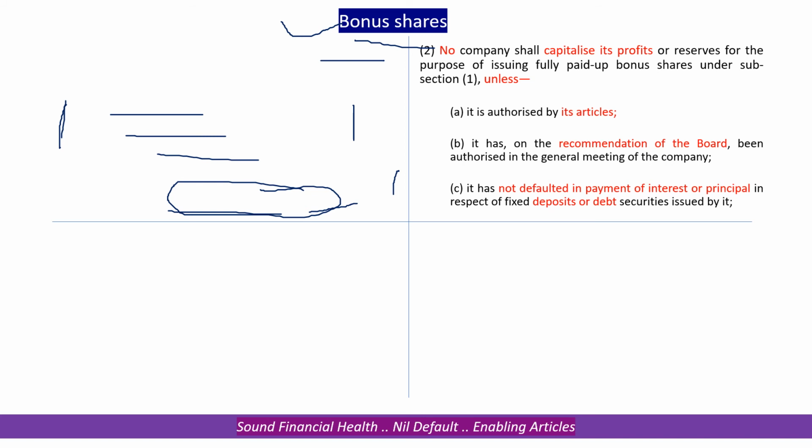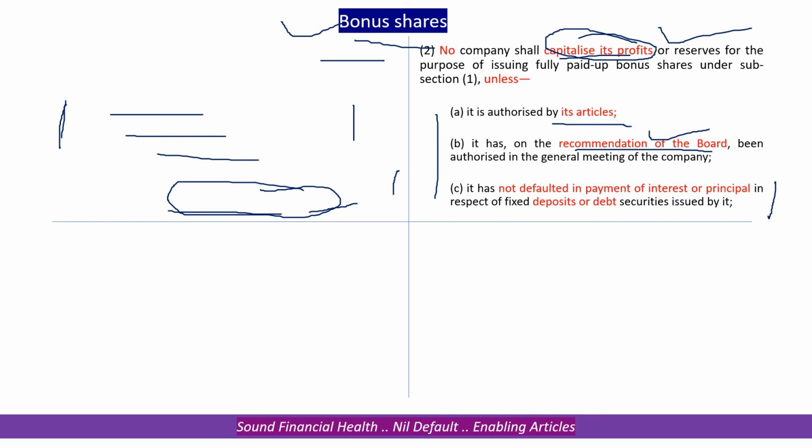And bonus issue means what? It converts share premium, capital redemption and free reserves into share capital, which is nothing but capitalization of profits. Now, to capitalize a profit in a company, there are some conditions to be fulfilled. One, it should be permitted by the articles. Articles should say the company is authorized to convert reserves into capital. Second, it should be discussed in the board. There should be a board recommendation.